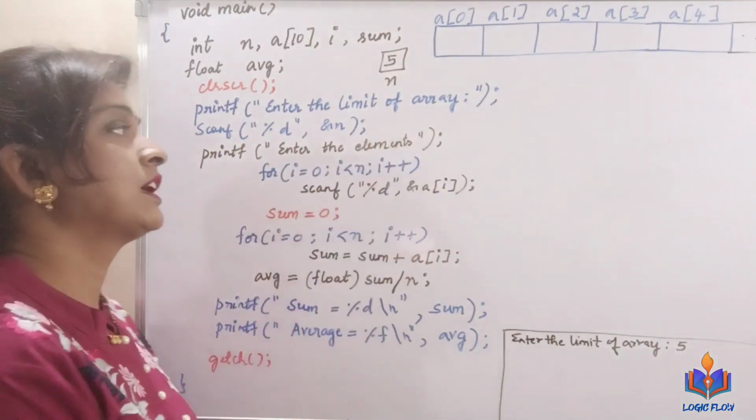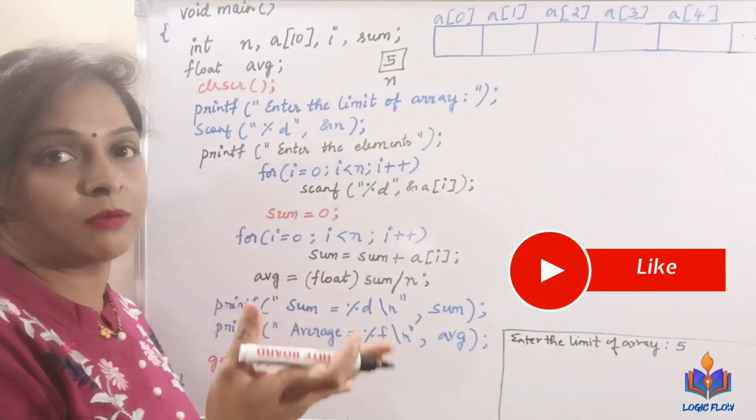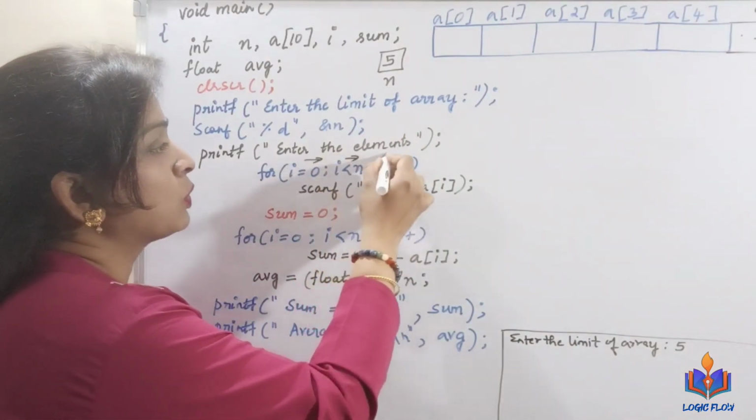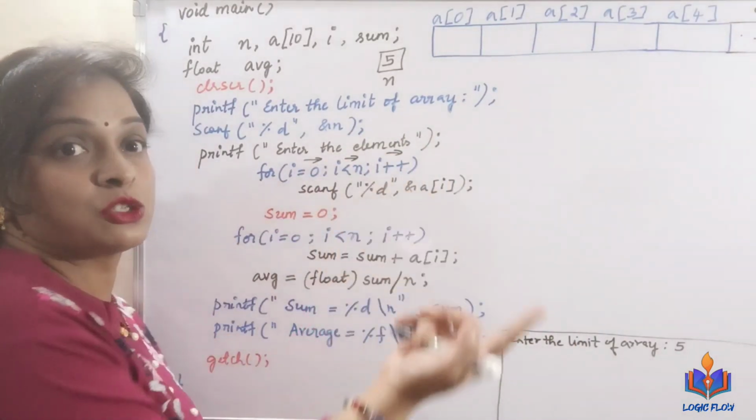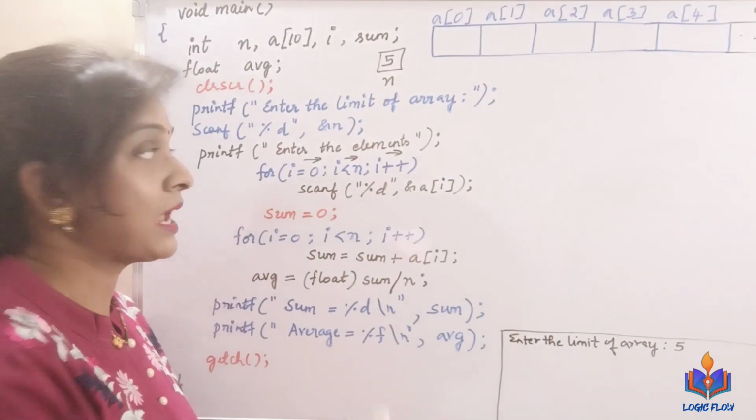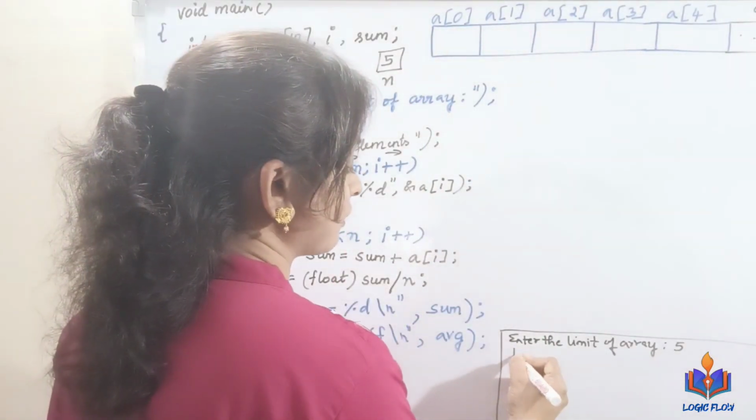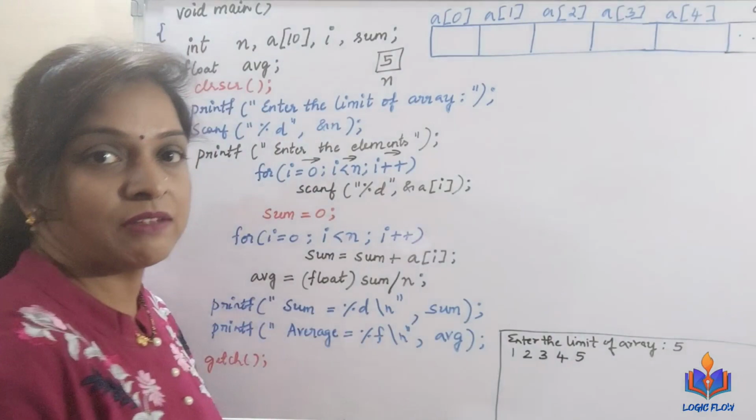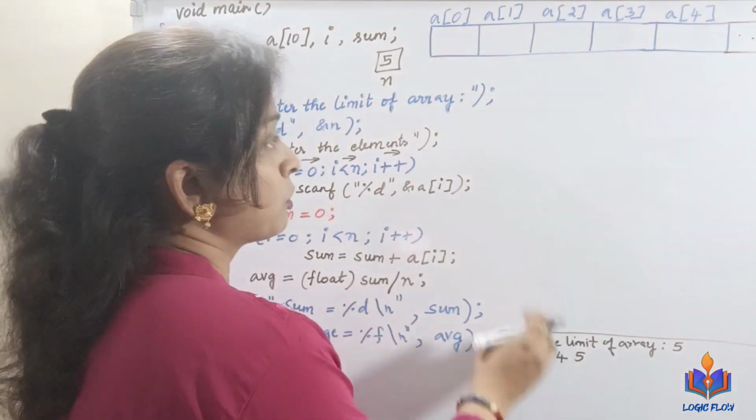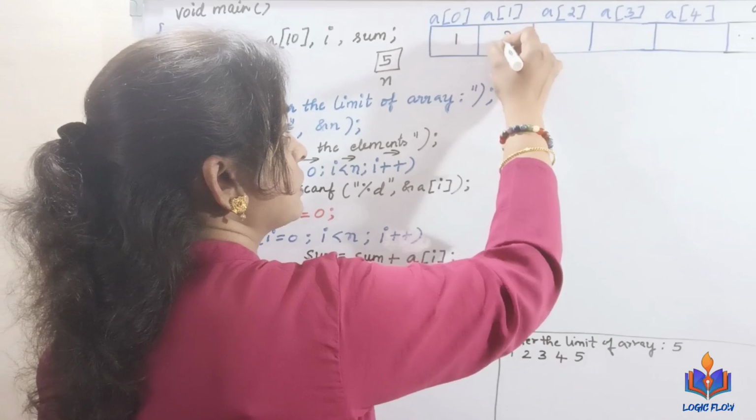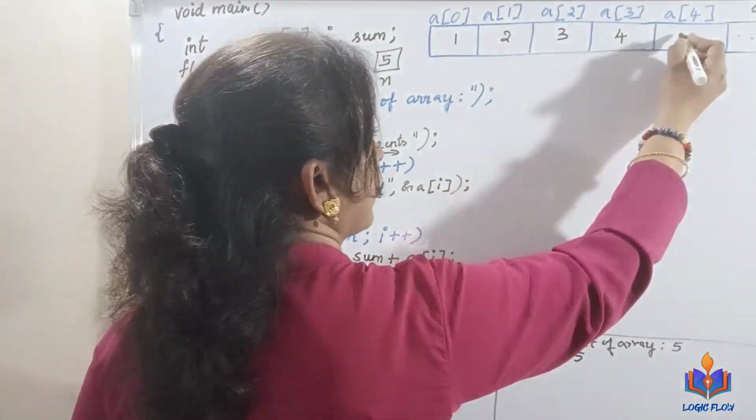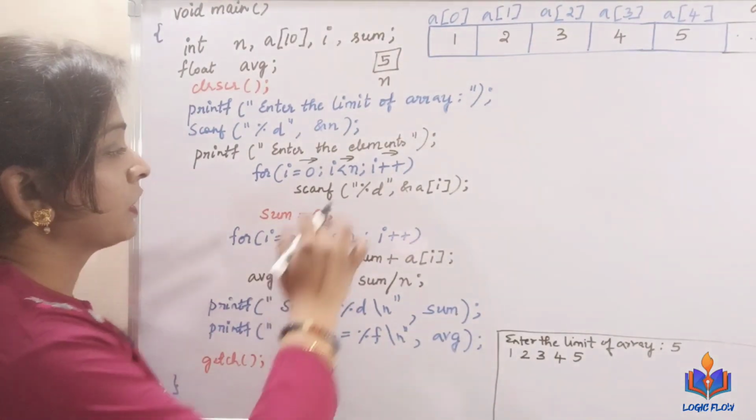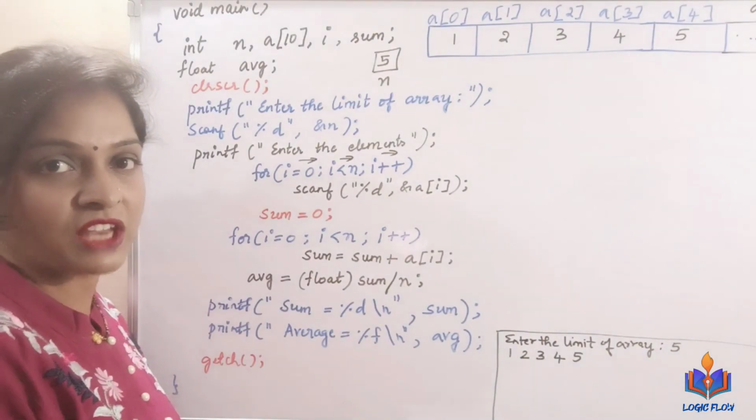Then I say enter the elements, but you can have a more valid message saying enter 5 elements if required. The loop starts as usual. We all know how to accept the values. scanf is going to take the values and store them in the address of a of i. So I am going to enter 1, 2, 3, 4 and then 5. 5 elements I have entered. Each and every element will go to the respective index. You can give some other values also. The scanf work is done, so we have scanned the values.